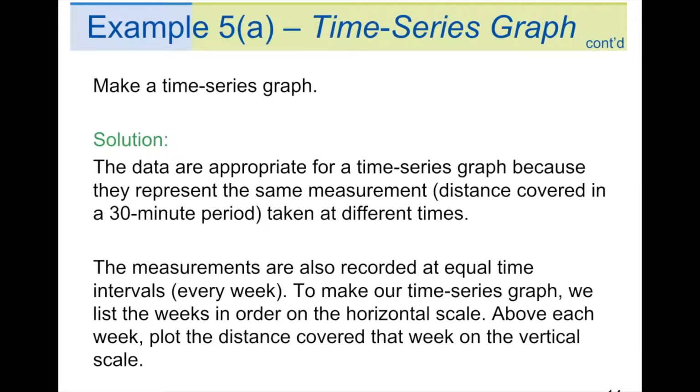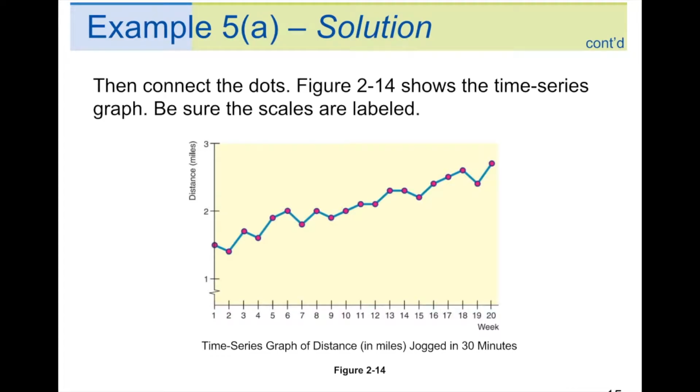To make our time series graph, we list the weeks in order on the horizontal scale. Above each week, plot the distance covered that week on the vertical scale. Then connect the dots. Be sure that the scales are labeled. Remember, you always want to label everything. And again, notice the squiggle. We didn't need anything from 0 to 1, so we didn't have to make it as long as the rest.